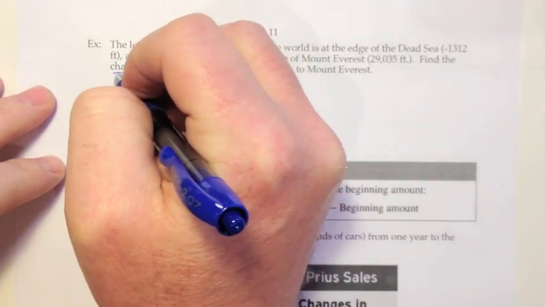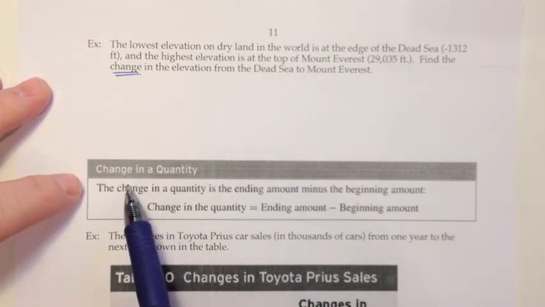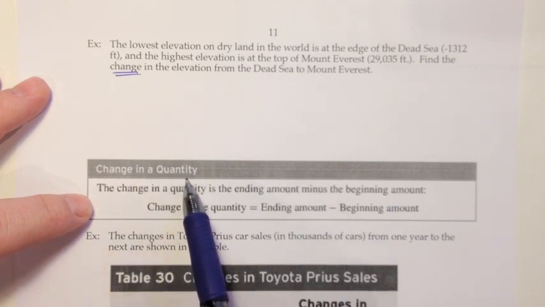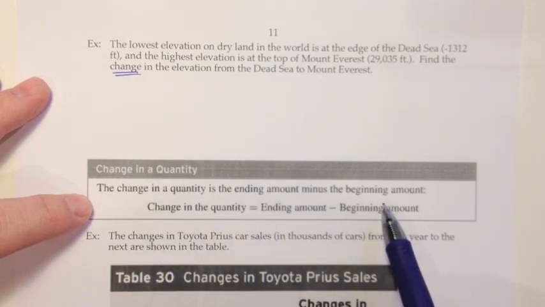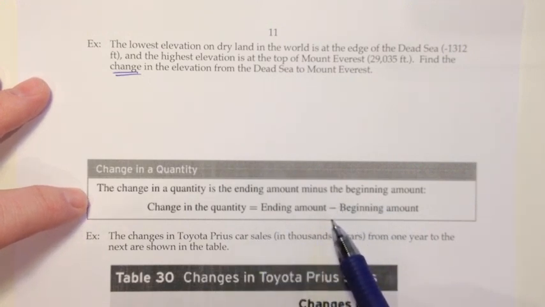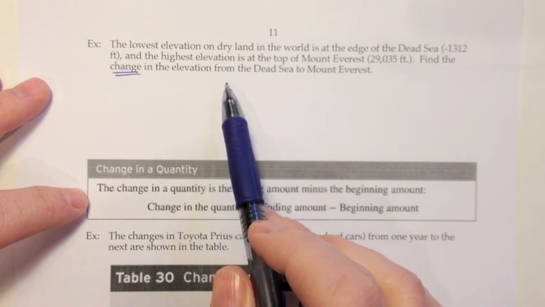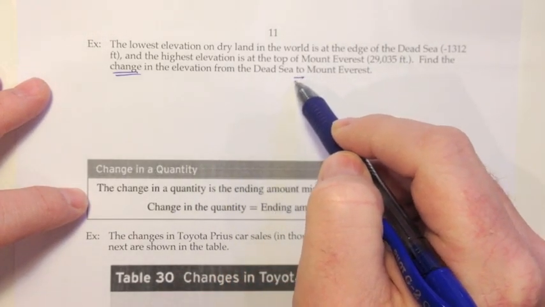So the key word I think here is the word change. We're trying to find the change in elevation. When we're trying to find the change in quantity, we want to do a subtraction. In fact, we have that defined for us right down here. If you're doing the change in a quantity, then the change in the quantity is the ending amount minus the beginning amount. So it does turn into a subtraction when you're doing change. So find the change in elevation if you go from the Dead Sea to Mount Everest.